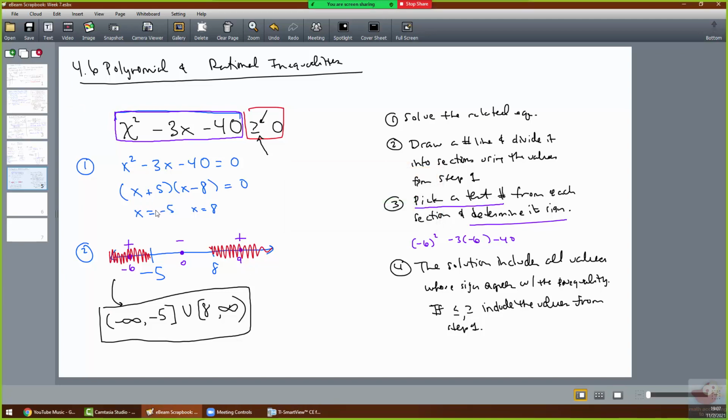Questions? Okay, so that's a polynomial. We did a quadratic here. There's a quadratic and a cubic in the videos, so watch that.